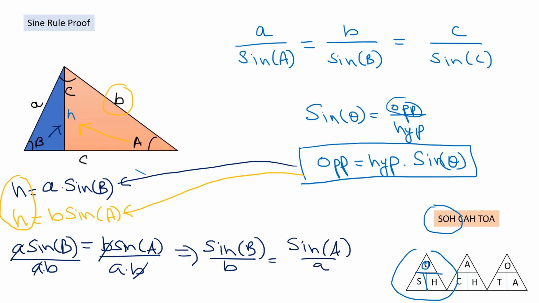So we can actually flip this equation. So that will give us b over sine B equal to a over sine A. And we can use the same technique to prove that this is again equal to c over sine C.